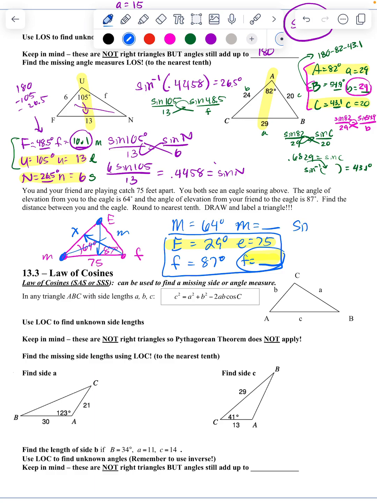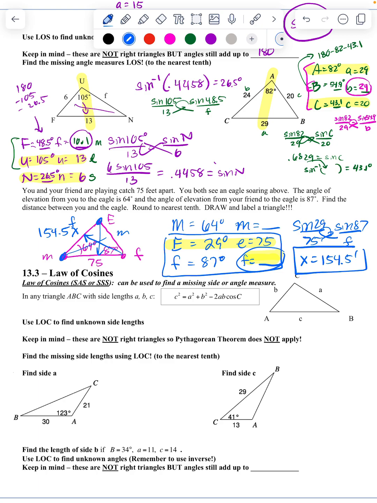So I'm going to set up sine 29 over 75 equals sine 87 over the side that I'm looking for. And I'll cross multiply and then divide. So 75 sine 87, close it out, divide by sine 29, and I get that length that I was looking for is 154.5 feet. So this over here is 154.5.